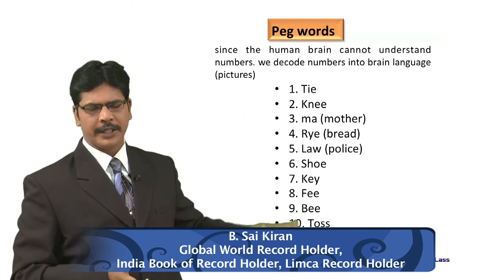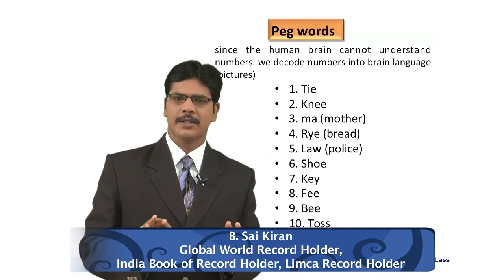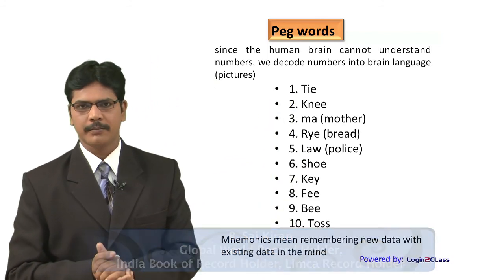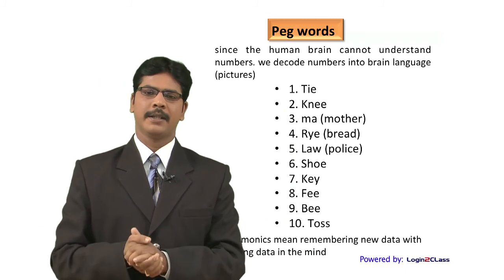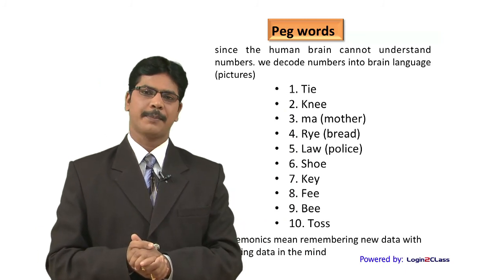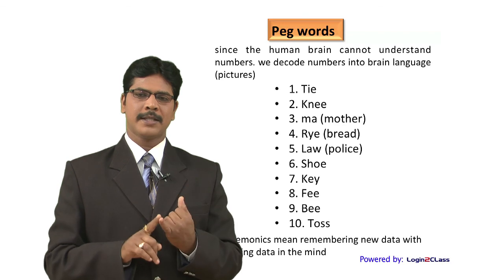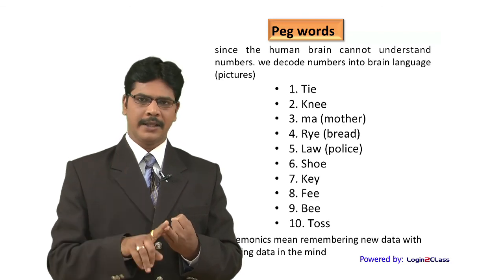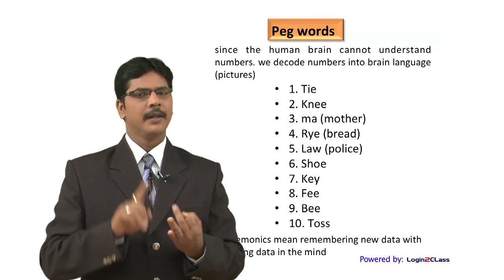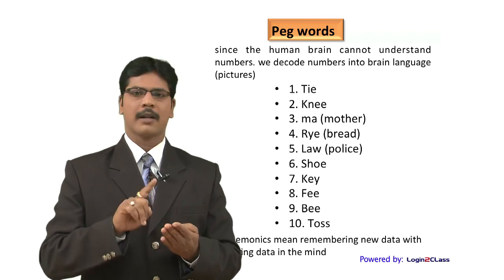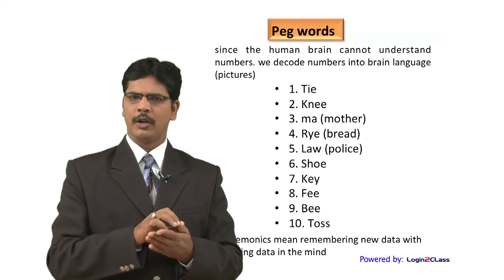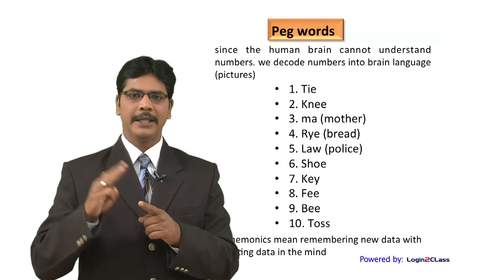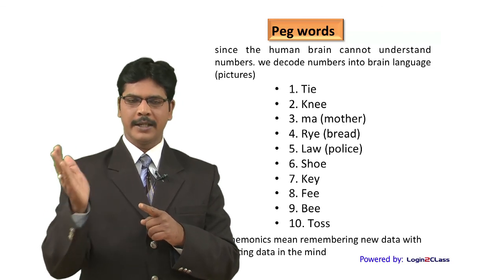Now, we have accomplished only 10 peg words. What you have to do is commit all these 10 peg words to memory. How to do that? Don't ever learn it by heart. There's a logic here for how to learn these peg words. Number 1 starts with T. With T, there's only one word, that is tie. Number 2 starts with N. There's only one word with N, that is knee. 3 M, ma. 4 R, rye. Only one word each. 5 L, law. 6 S, shoe. 7 K, key. 8 F, fee. 9 B, bee. 10, 1 and 0, T and S, and that is toss.